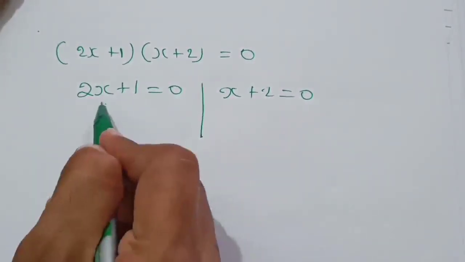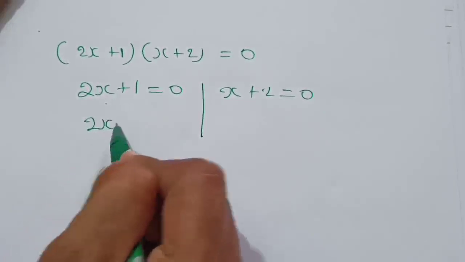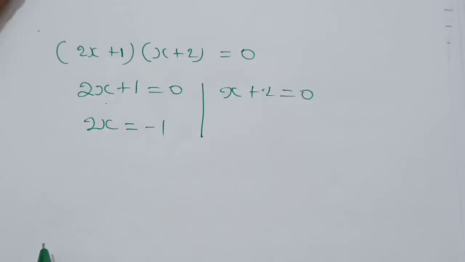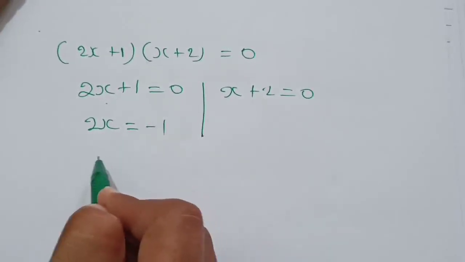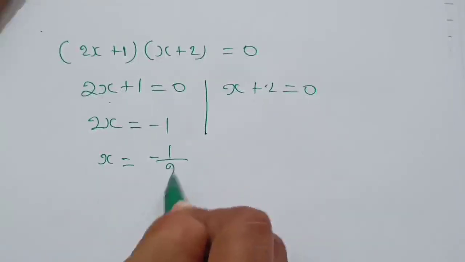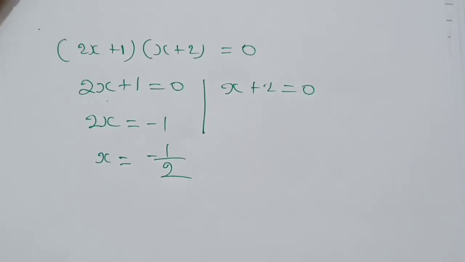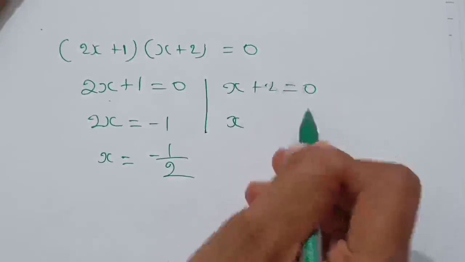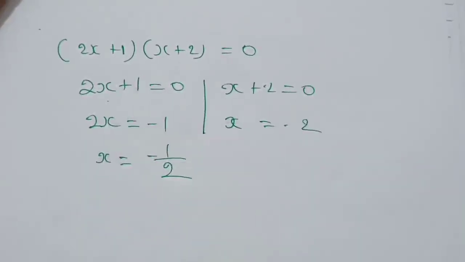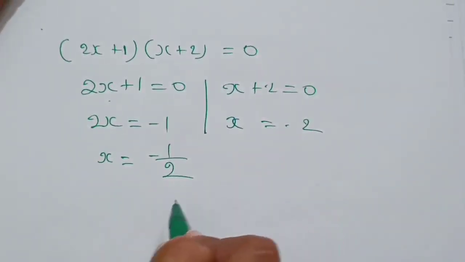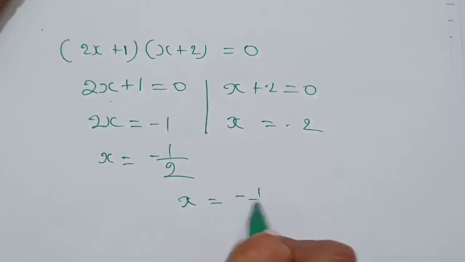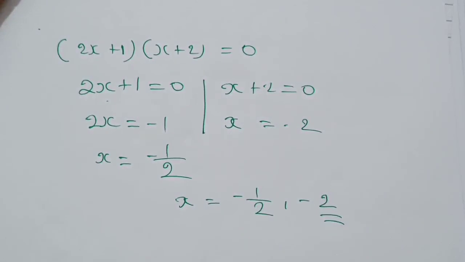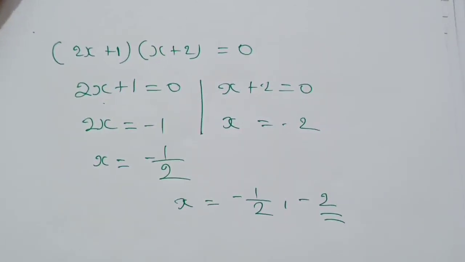So 2x equals plus 1. If you send plus 1 to the right hand side, it will become minus 1. You need the value of x, so x equals minus 1 by 2. Simple. Now here also, send the plus 2 to the right hand side, it will become minus 2. So what are the roots? The roots are x equals minus 1 by 2, comma, minus 2 of this quadratic equation.